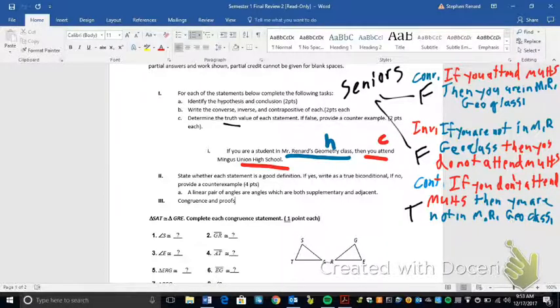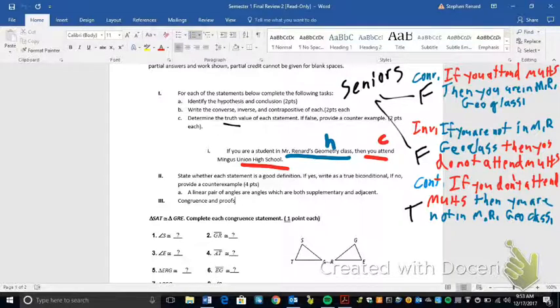And finally, the contrapositive. That is where we flip it. So instead of going if hypothesis, then conclusion, we go if conclusion, then hypothesis. Or we flip it and negate it, sorry. If you don't attend Mingus Union High School, then you do not attend Mr. Renard's geometry class.